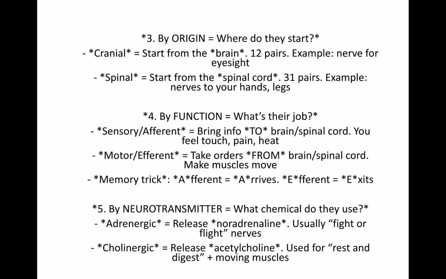Next is by origin. Origin is nothing but where do they actually start. Again, it is of two types, cranial and spinal. In cranial, as the name says, it starts from the brain. It consists of 12 pairs. Examples are nerve for the eyesight.